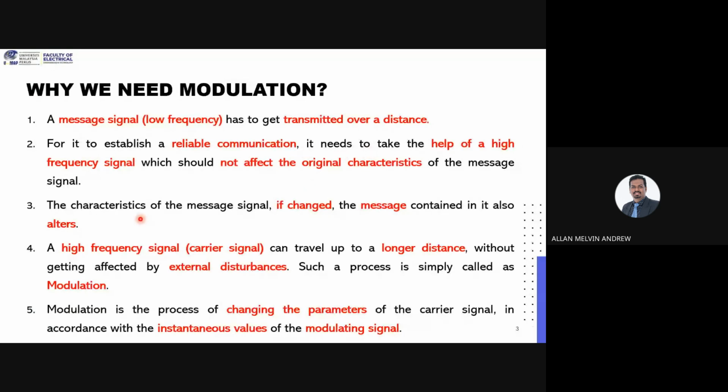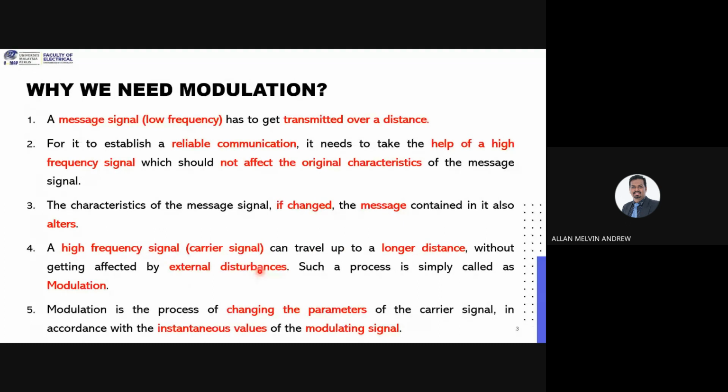The characteristic of the message signal, if changed, the message contained in it also alters. As I said, if there are changes in the characteristic of the message signal, meaning when it is delivered it is not similar to the original signal, it means that the message is already altered. That means the communication is not successful. The high frequency signal we call a carrier signal. Carrier means something that transports. In bahasa Melayu we call it pembawa. A carrier can travel a long distance without getting affected by external disturbance.